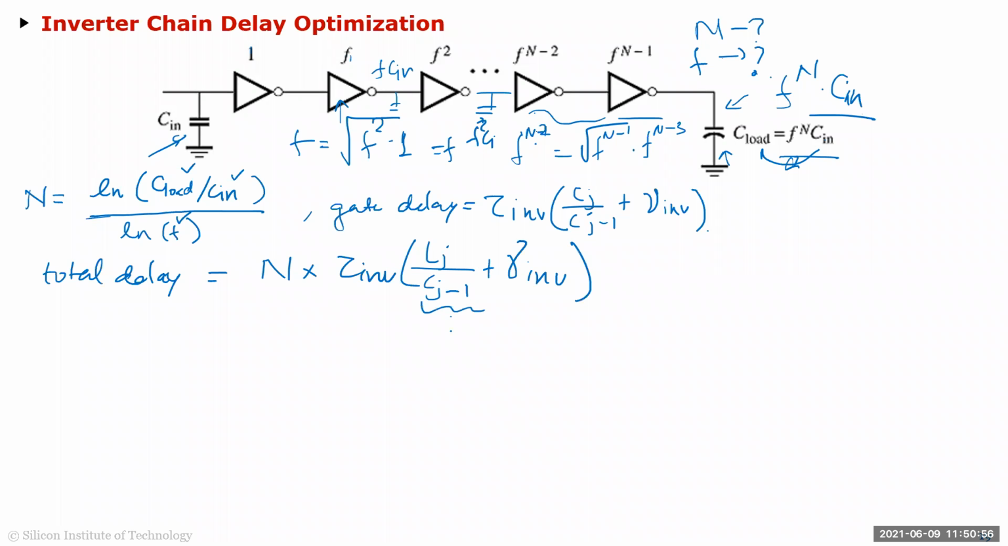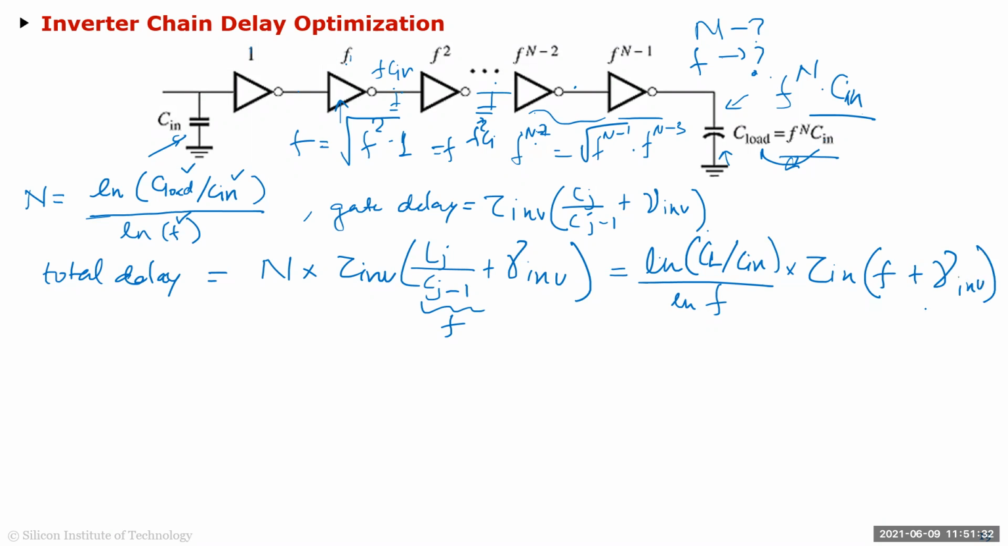And this is nothing but F, right? Because the ratio of this cap to this cap is F, this cap to this cap is F, this cap to this cap is F, because that's how we've done it. So I can write this as equal to n times, which we've derived as ln of C load over Cn, over natural log of F, and then times tau inverter, and this ratio is F and F plus gamma inverter. Okay, so that's your total delay, right?